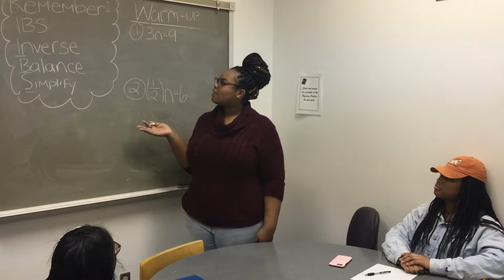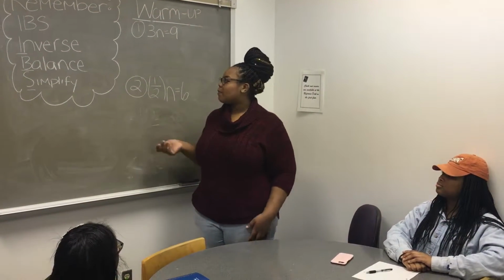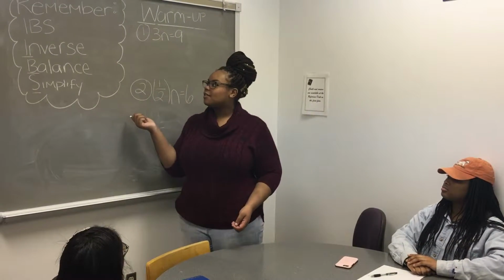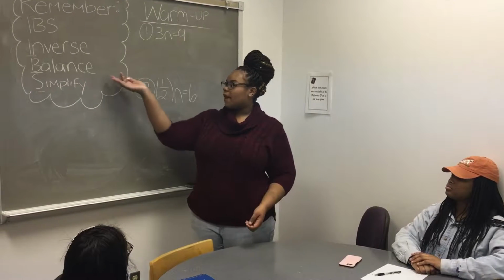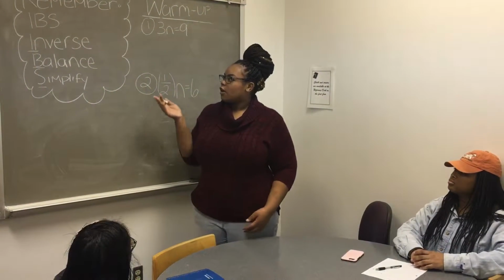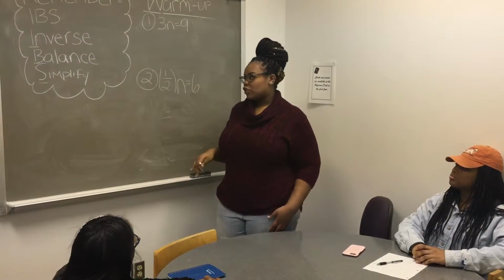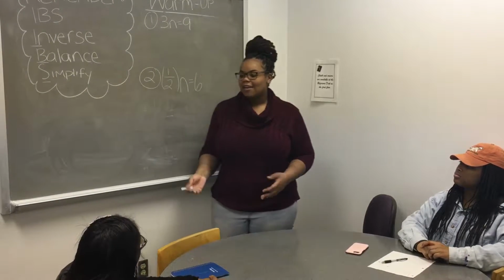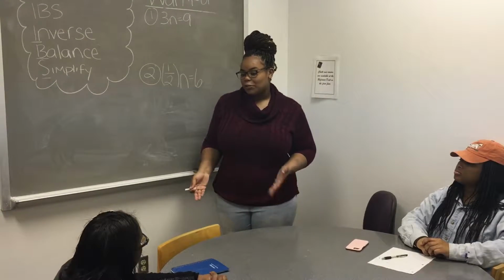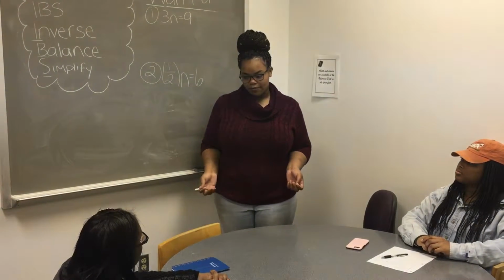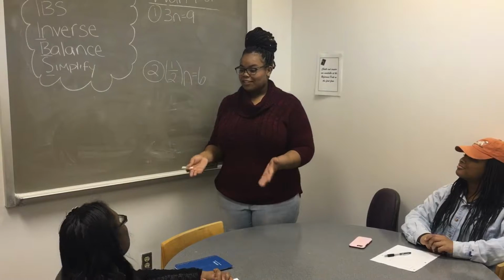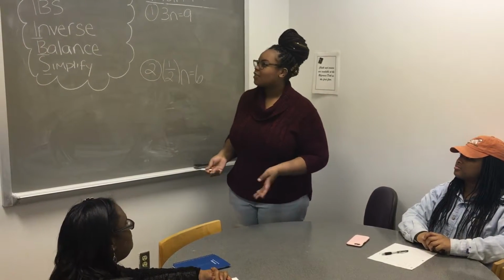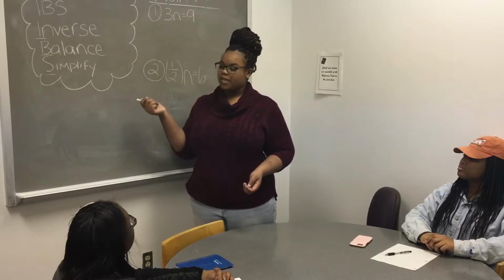Okay, so before we get started, a good way to remember how to do two-step equations is to remember IBS, which means inverse, balance, and simplify. Inverse is the opposite operation that will cancel out the original operation. And a good way to remember it: if I give you $1 and you already have a dollar, how many dollars do you have? Two. And if I take away that dollar, you're going to be left with the original amount that you had. So that is how you remember inverse.